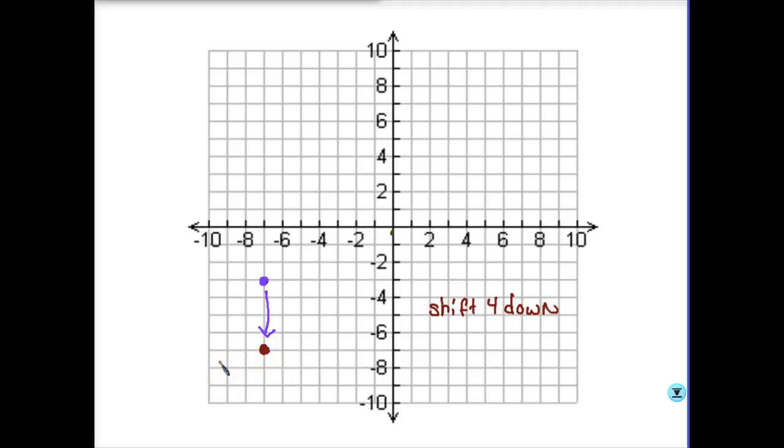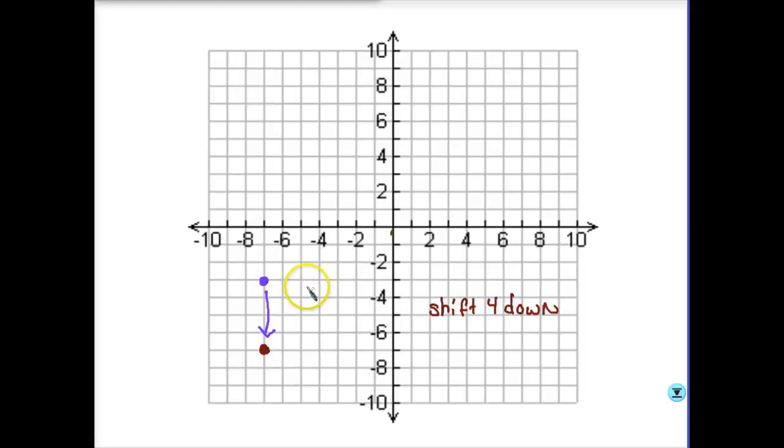D, what do you think? Are you correct? All right, Kiana says yes. D, you say you believe. I believe too. All right, well, let's check it out.